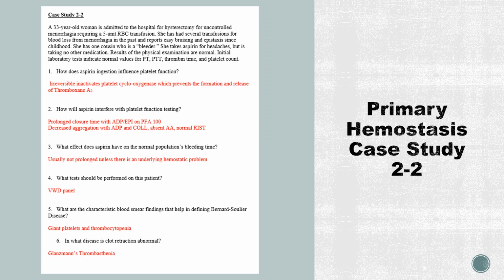Here we are back at case study 2-2. A 33-year-old woman is admitted to the hospital for hysterectomy for uncontrolled menorrhagia, requiring a 5-unit red blood cell transfusion. She has had several transfusions for blood loss from menorrhagia in the past and reports that easy bruising and epistaxis since childhood. She has one cousin who is a quote-unquote bleeder. She takes aspirin for headaches but is taking no other medication. Results of the physical examination are normal. Initial laboratory tests indicate normal values for PT, PTT, thrombin time, and platelet count.